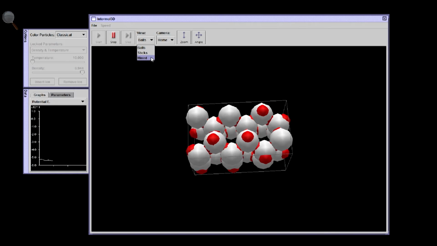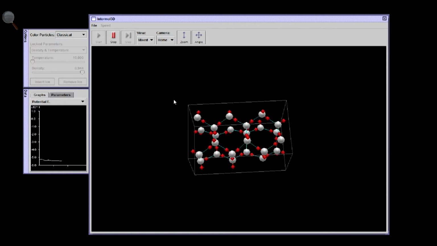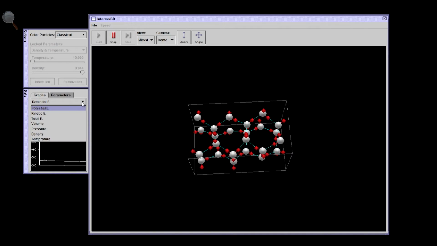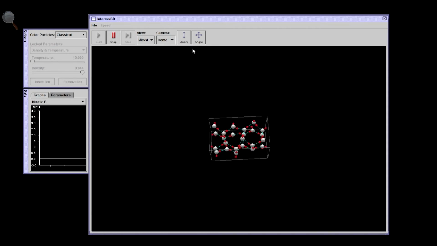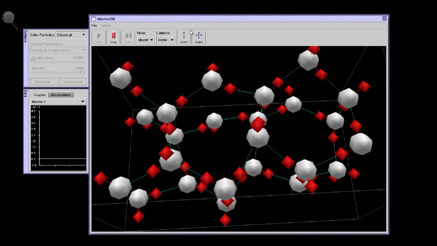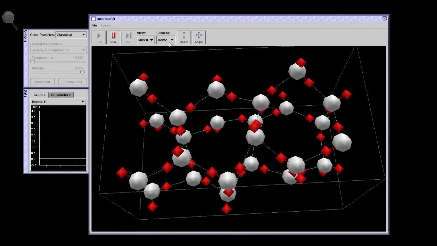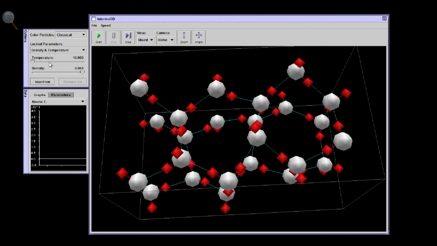Let us go back to the mixed model. Now, you can see it more clearly, and you can see on the right hand side that potential energy curve for equilibration. This is the kinetic energy term in equilibration, and then let me zoom. So, you are looking at the bonds here at very low temperature. Let me stop it and change some parameters.